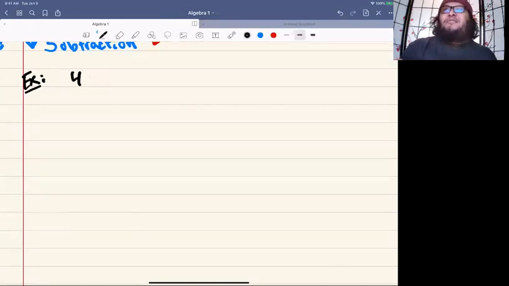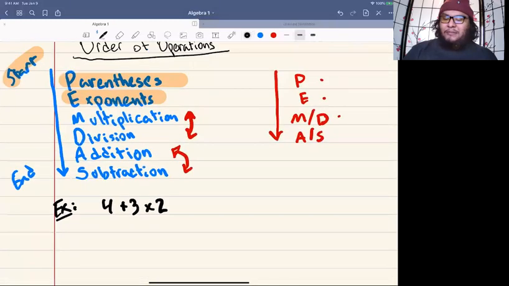So let's say we have to do 4 plus 3 times 2. Now let's look at our order of operations. The first thing we have to do is parentheses. Do you see any parentheses? No, so we're done with that. Next is exponents. Do we see any exponents? No, so let's ignore that.